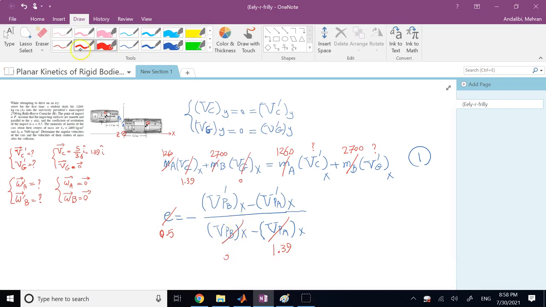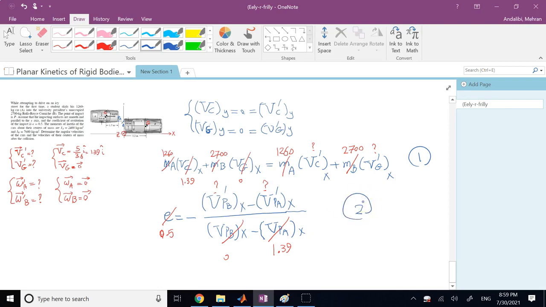The question is, what are these two other things, V prime PA and V prime PB, right? These are two extra unknowns. So although I added one equation in the hope that I can solve for both of these VC prime and VG prime X, as a matter of fact, it added two more unknowns. So now I have two equations, but 4 unknowns.